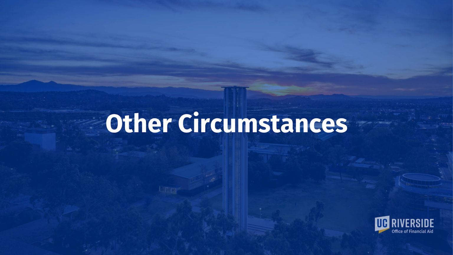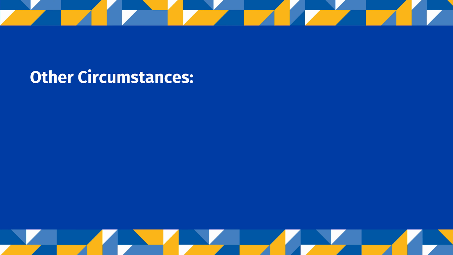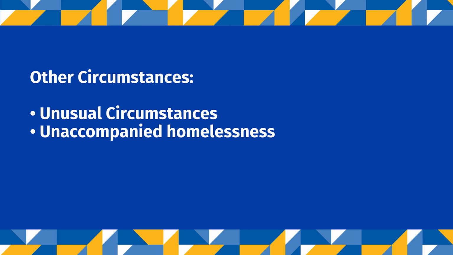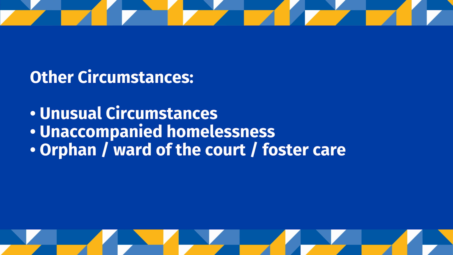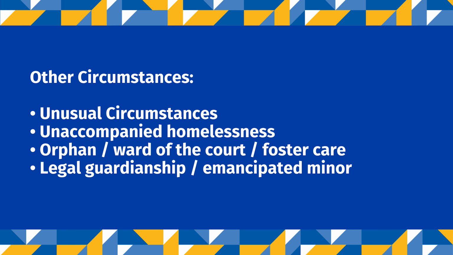Other circumstances. In this section, we are going to talk about unusual circumstances, unaccompanied homelessness, the orphan, ward of the court, foster care question, and the legal guardianship or emancipated minor question. Students who answered yes to any of these related questions on their financial aid application will be asked for specific documents to complete the review process.